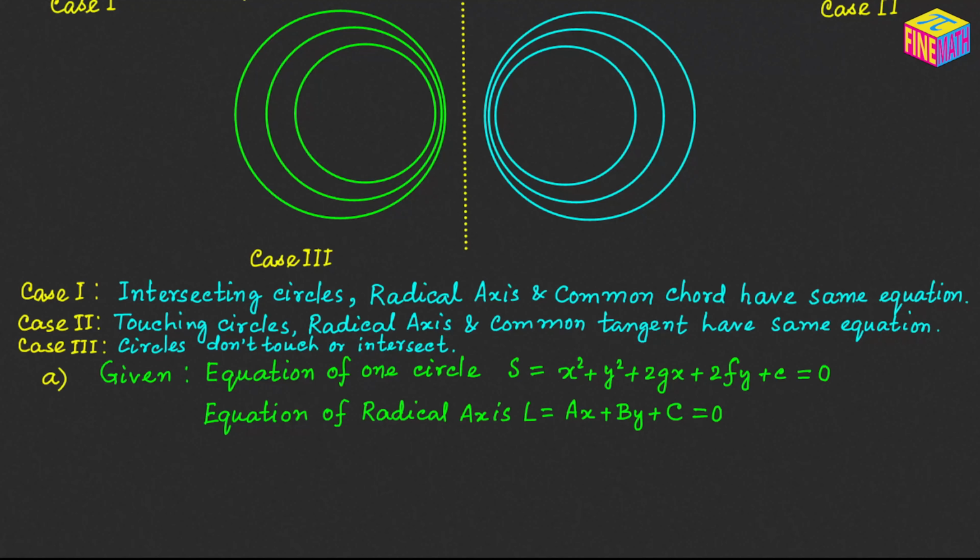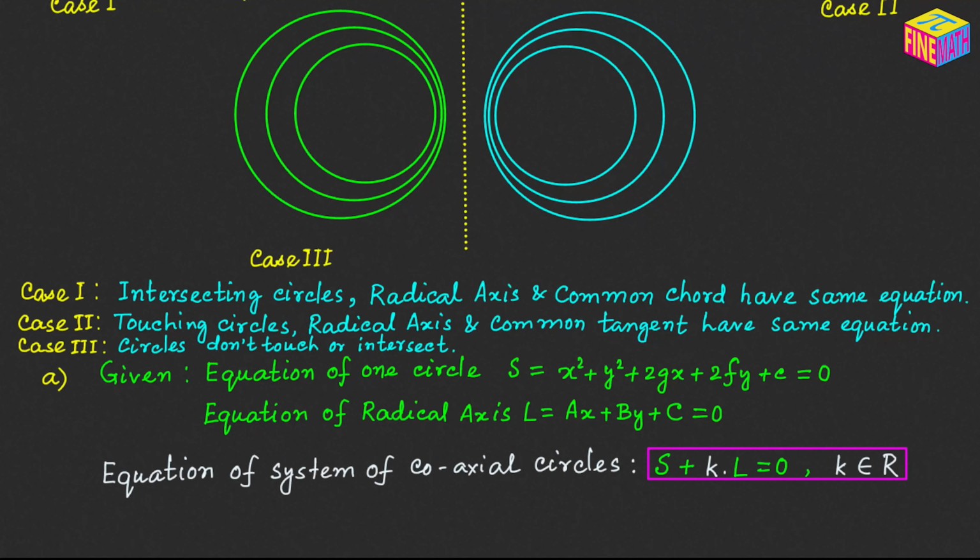So let's take the situation where we have been provided with the equation of 1 circle from such a family and also we have been provided with the equation of the radical axis. Then what would be the equation of this system of coaxial circles? It will be kind of like this: S plus some real number k times L. Now what is S? Well, S is the left hand side of the equation of the given circle and L is the left hand side of the equation of the radical axis. In this case, the equation of the system of coaxial circles can be written as S plus some real number k times L equals 0, and k can be any real number.